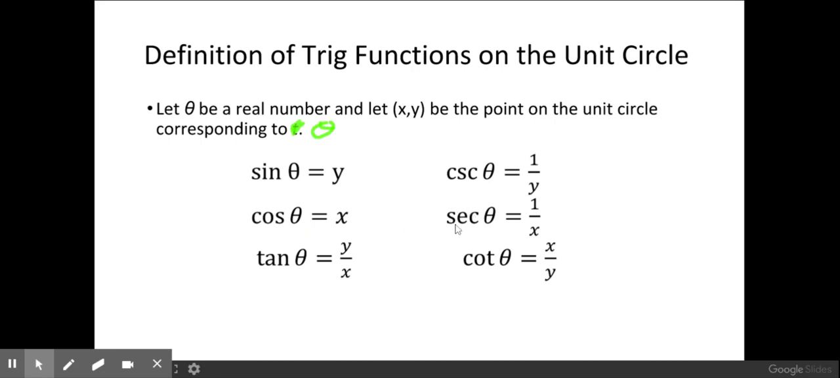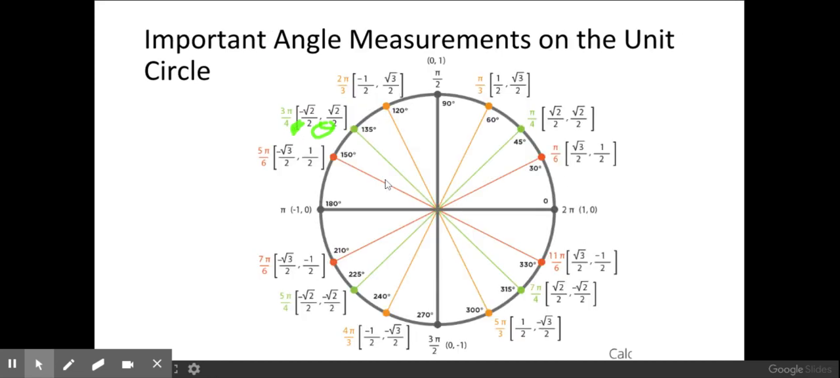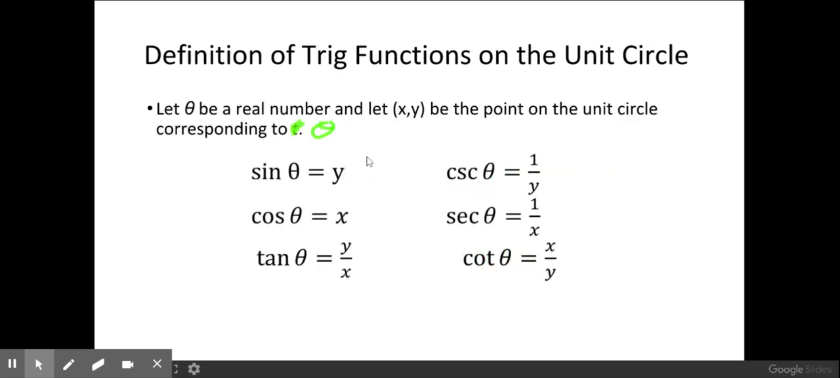Cosine still goes with secant, so you're just flipping whatever cosine is, and then cotangent is the flip of tangent, so x/y. That is why those points on the edge of the unit circle are so important, because they tell us the 6 trig functions from the x, y point.